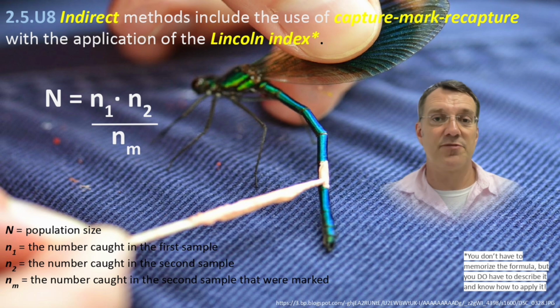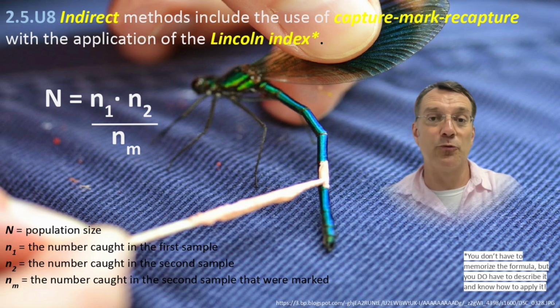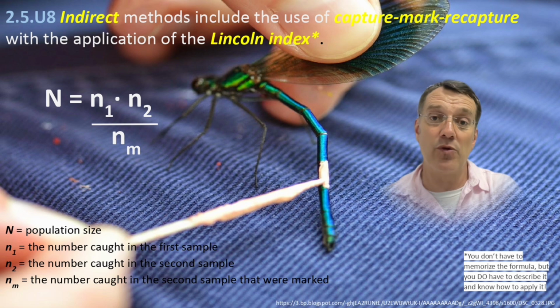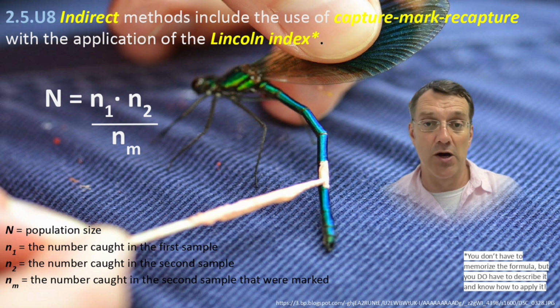The Lincoln Index provides an elegant solution for estimating wildlife populations. By capturing, marking, and recapturing organisms, we can calculate total population size without counting every individual. This is the method that you should remember for estimating population size. Capture, mark, recapture is called the Lincoln Index.